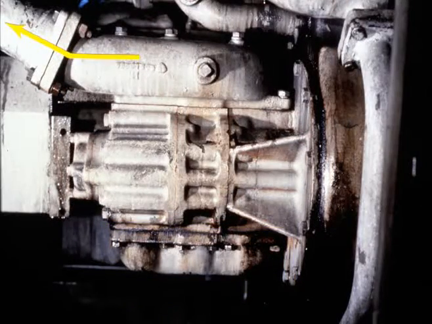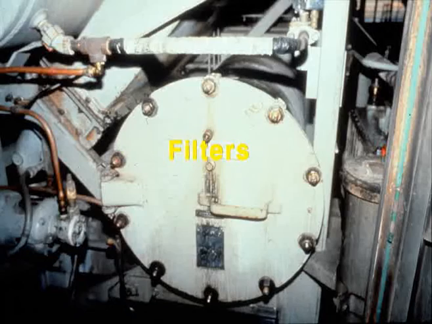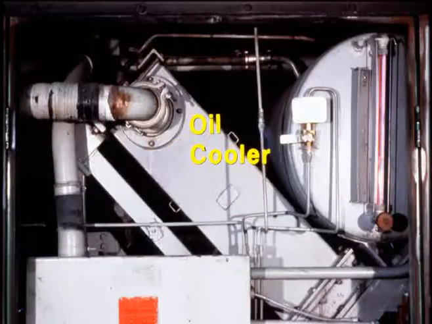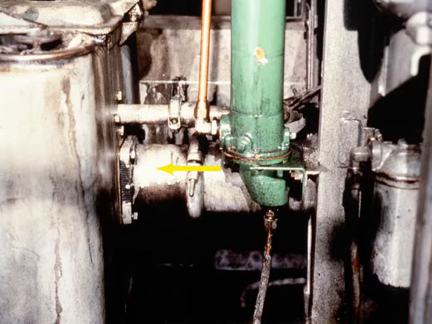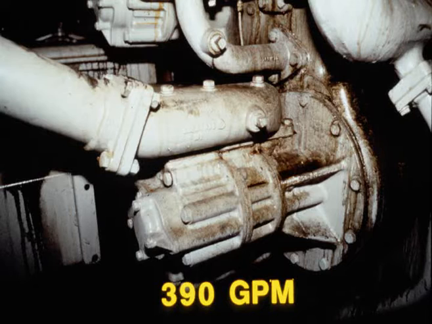Here, the oil is pressurized to force it first through the oil filters and then to the oil cooler. The return oil from the cooler re-enters another compartment in the strainer housing. The scavenging oil pump will move approximately 390 gallons per minute at full speed.